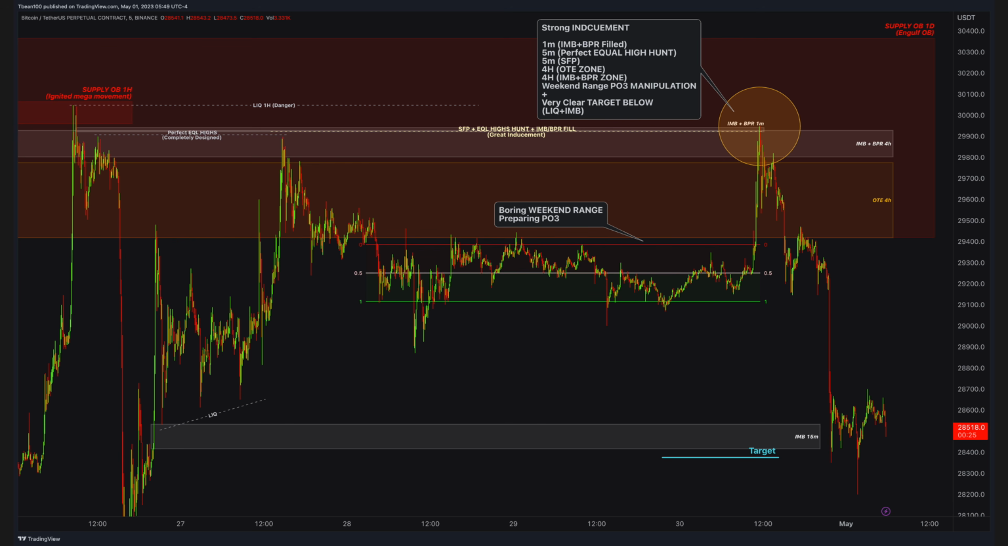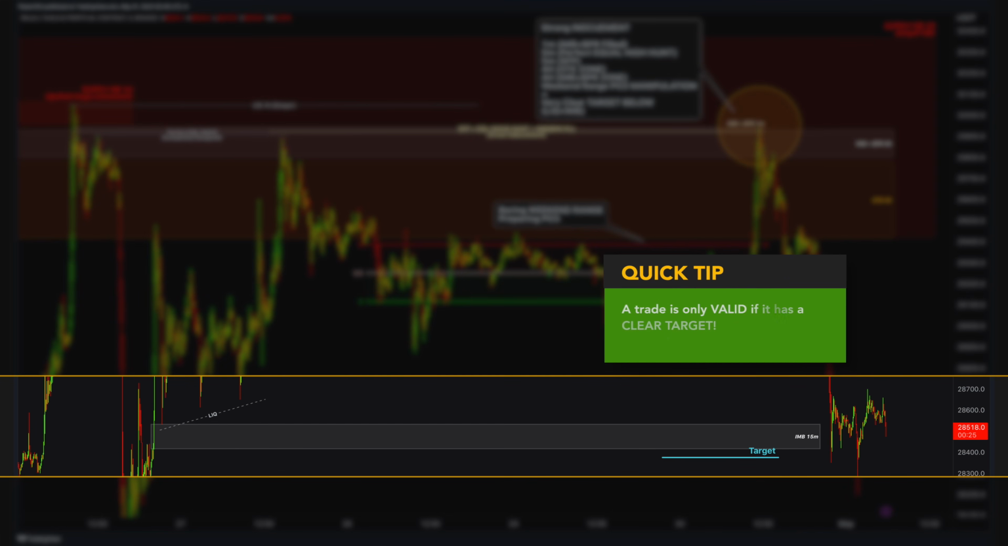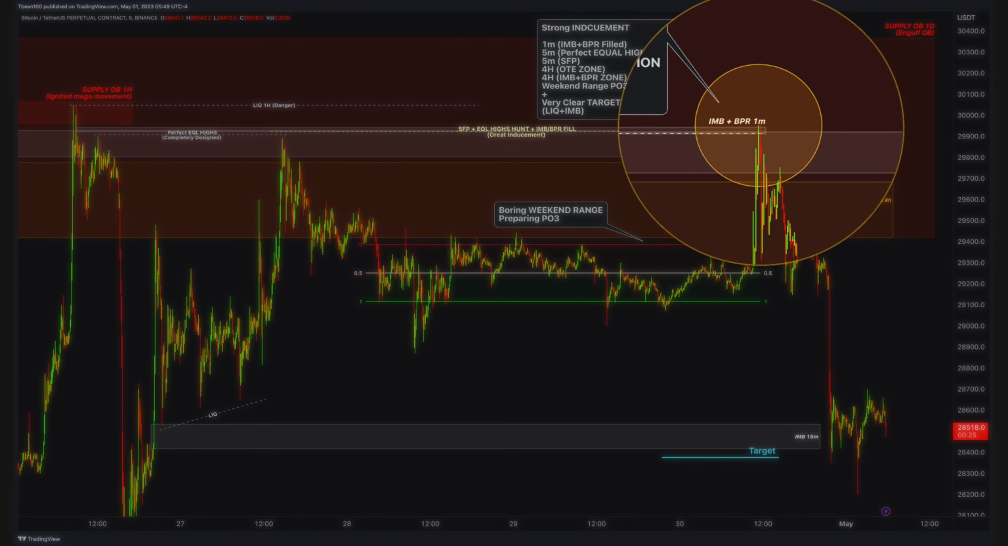We are in the 4-hour OTE zone. We are in the 4-hour imbalance and BPR zone. We are in the manipulation phase of PO3. But forget all of this. We have a perfect target below. Remember, what matters is target. We need a reason to enter a trade, a direction.